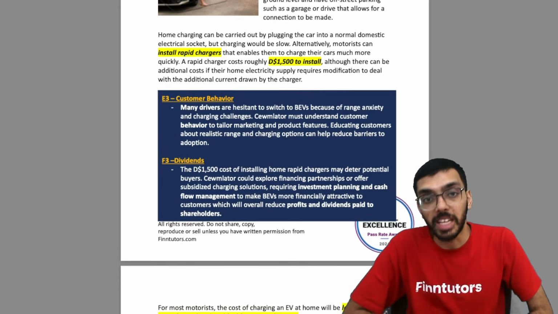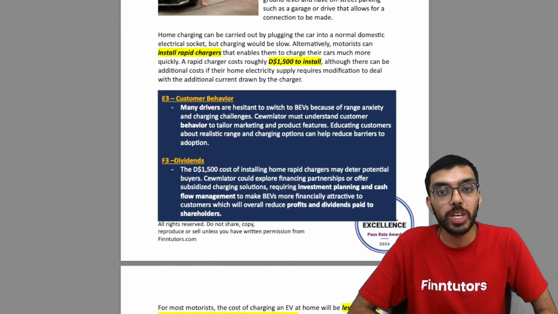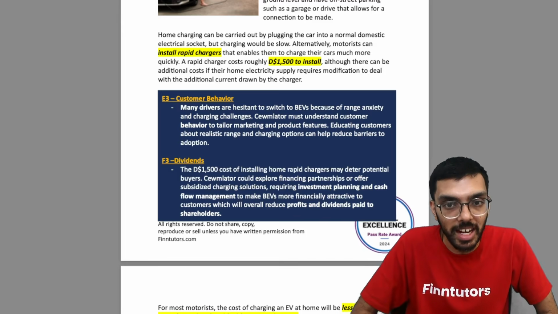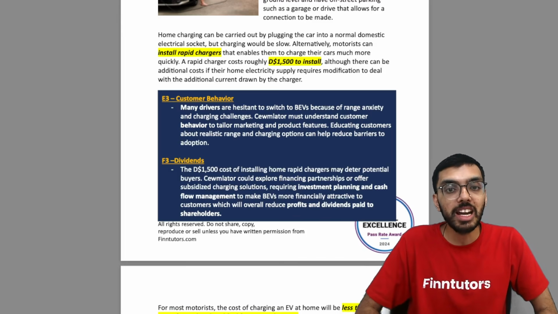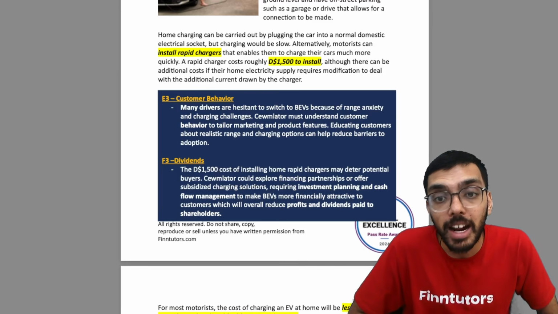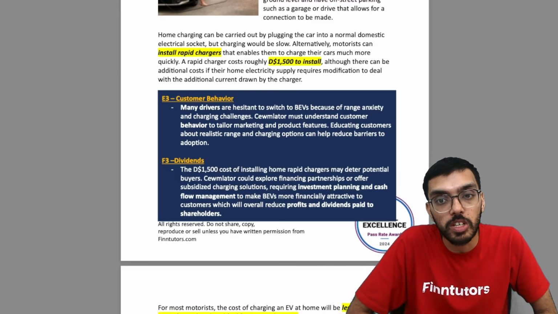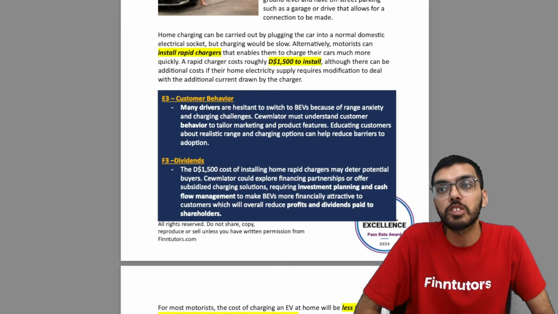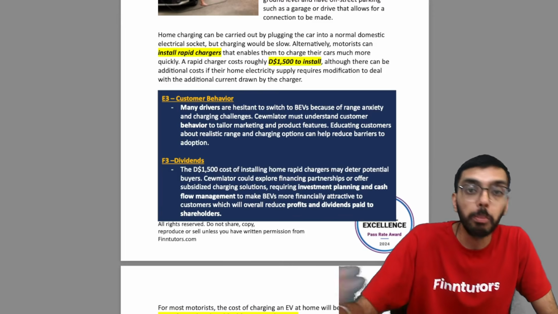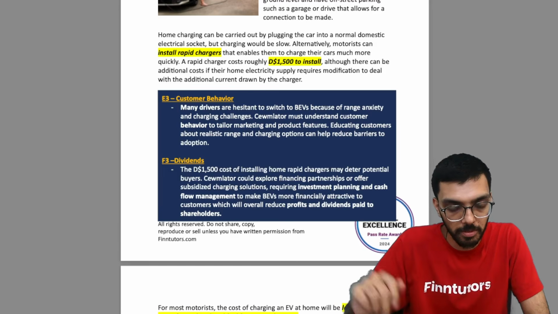Now overall, many drivers are hesitant to switch to BEVs because of range anxiety. Cewmlator must understand customer behavior to tailor marketing and product features to educate customers so that we can move them to purchase BEVs.